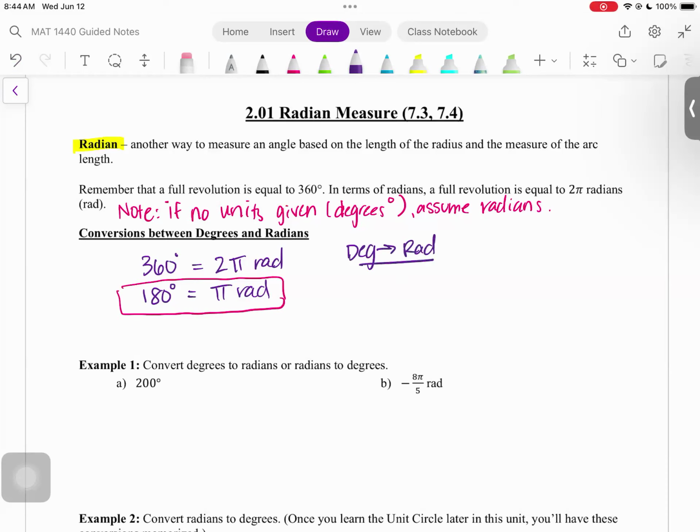To convert from degrees to radians, you're going to take your angle measure theta, and you're going to multiply it by pi over 180. And this will take your angle in degrees and convert it to your angle in radians. To convert from radians to degrees, you're going to take your angle measure in radians, and you're going to multiply it by 180 over pi.